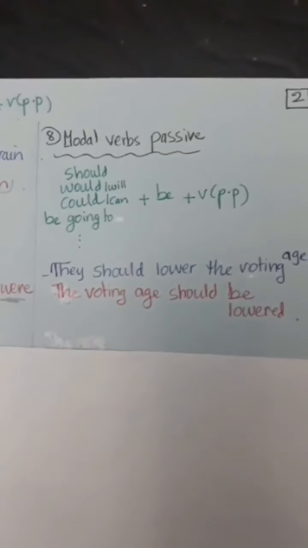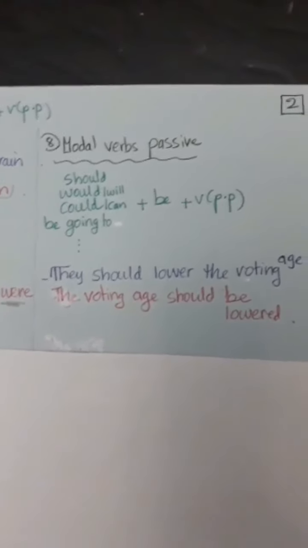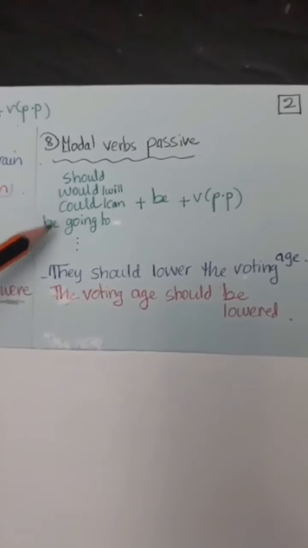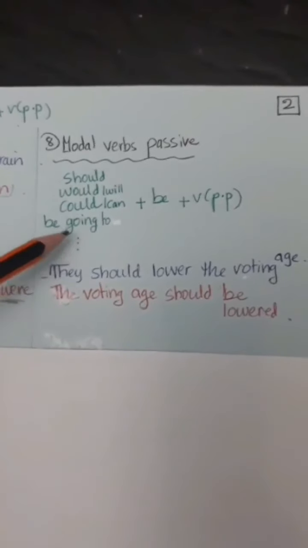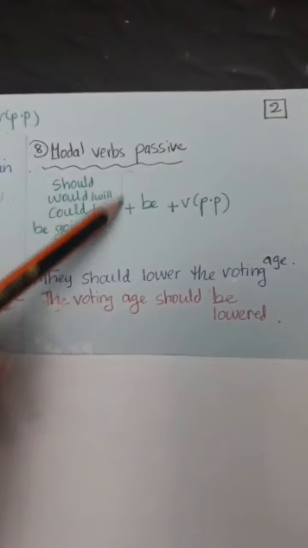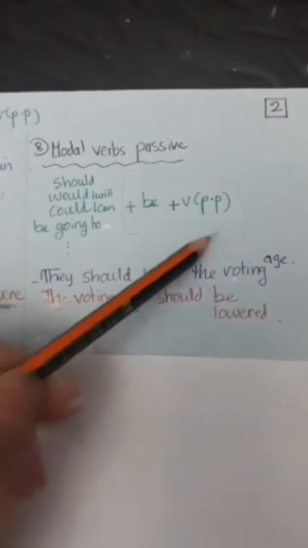What about the modal verbs passive? At first, what are modal verbs? Modal verbs are like shall, should, will, would, can, could, going to, have to, must, etc. So the rule is be with the past participle form of the verb.